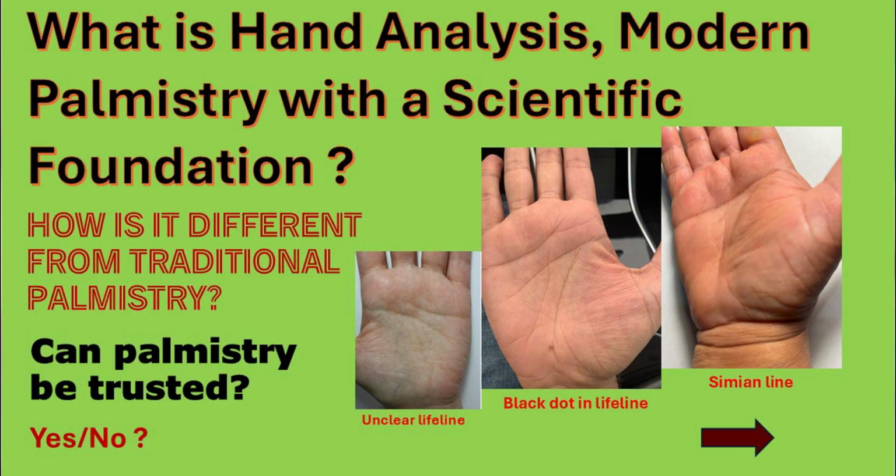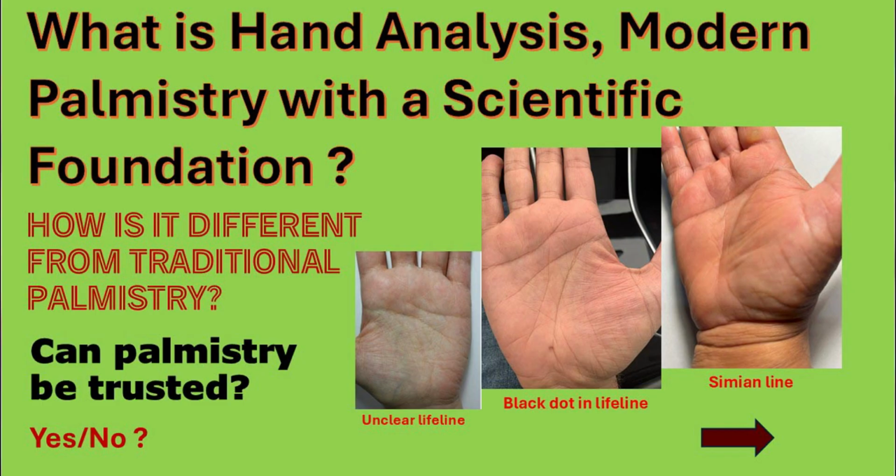I will explain hand analysis, which is the modern palmistry with a scientific basis, how it is different from traditional palmistry, and how much you should believe in palmistry. For information, palmistry, chirology and advanced palmistry are all methods for analyzing and reading hands. Chirology is a subdivision of palmistry.